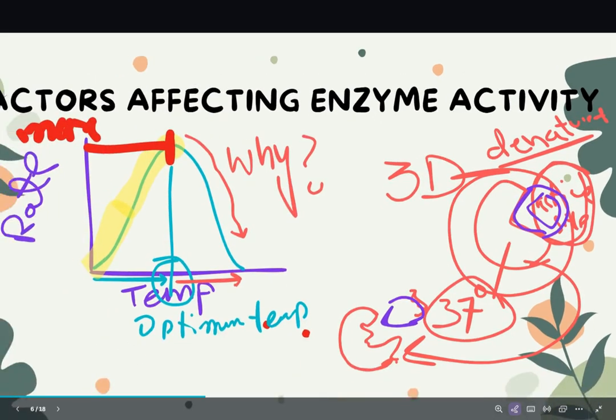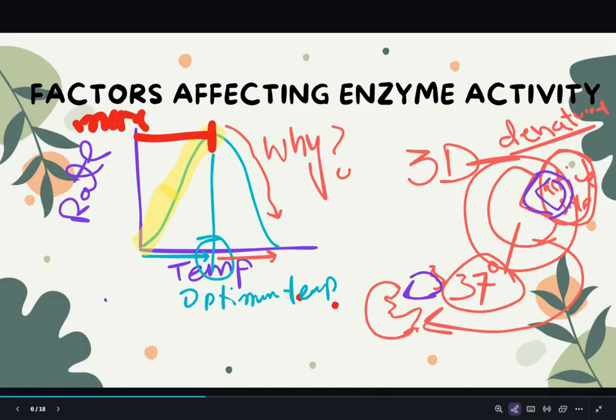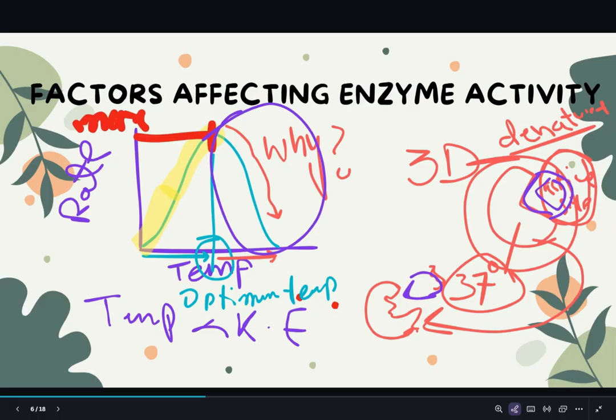But remember, the kinetic energy is still high. Why? Because temperature is directly proportional to kinetic energy, so my kinetic energy is still very high. But it is just that my effective collisions have decreased at this point. Why have my effective collisions decreased? Because the substrate can no longer bind properly to the active site of my enzyme. Okay, so the fit between the enzyme and the substrate has greatly reduced. So that is what the whole scenario is regarding temperature.